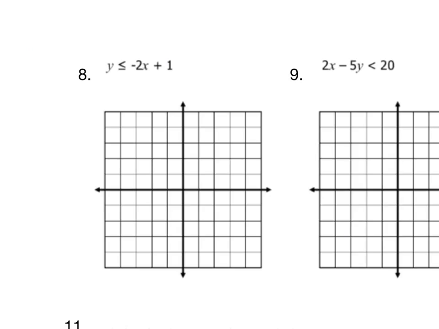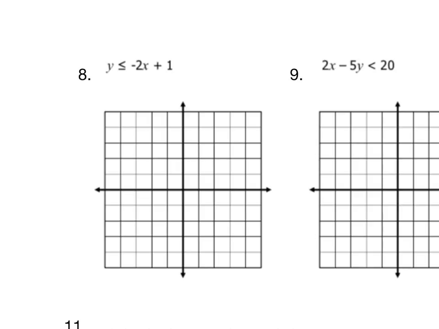So graphing inequalities. Remember, if we have a less than or a greater than symbol, that means our line is going to be dotted or dashed, okay? If we have a greater than or equal to and a less than or equal to symbol, that means our line is going to be solid, okay? If we have a less than or equal to sign, that means we're going to shade below the line. If we have a greater than or equal to sign, that means we're going to shade above the line.